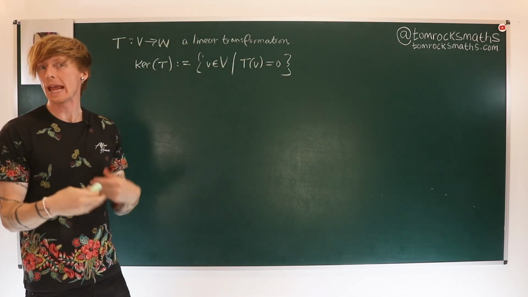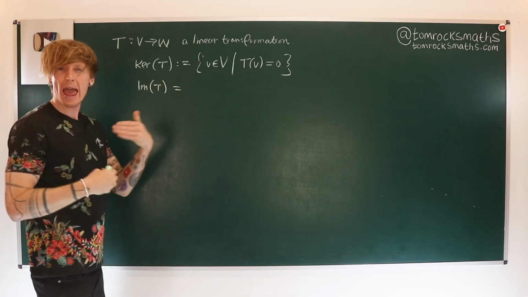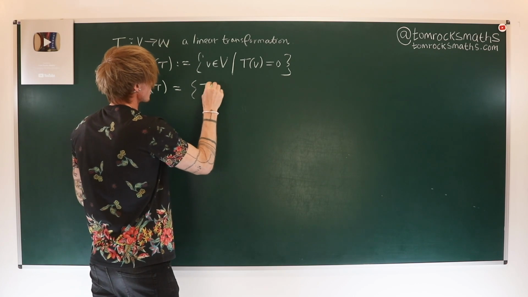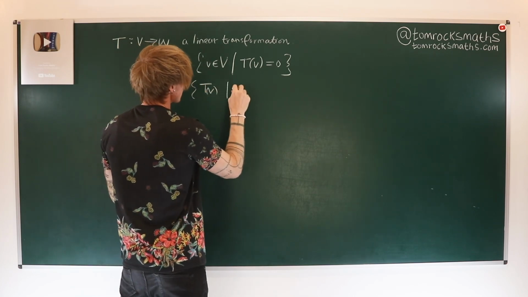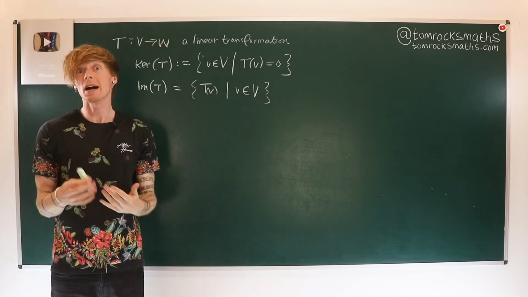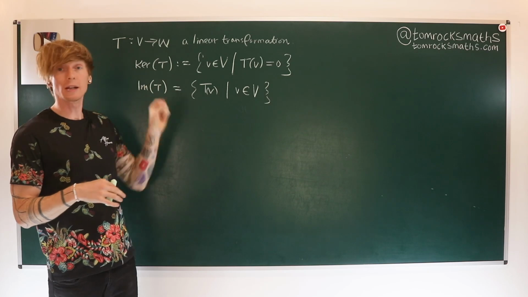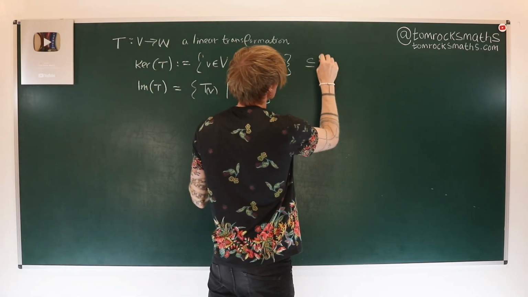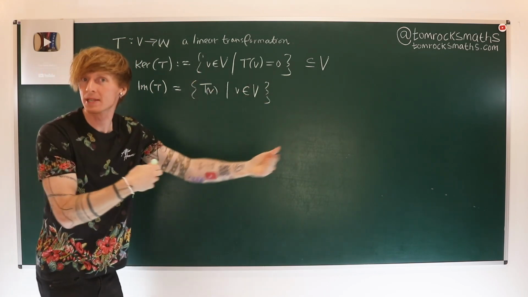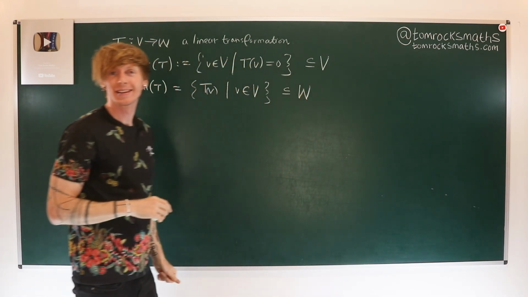Similarly, the image of the map T is everything that T maps to. This is defined as the set of T(v) such that v belongs to our vector space V. Now it's fairly straightforward to show that both of these are subspaces. The kernel of T is a subspace of the starting space V, and the image of T, everything that's mapped into by T, is a subspace of the finishing space W.